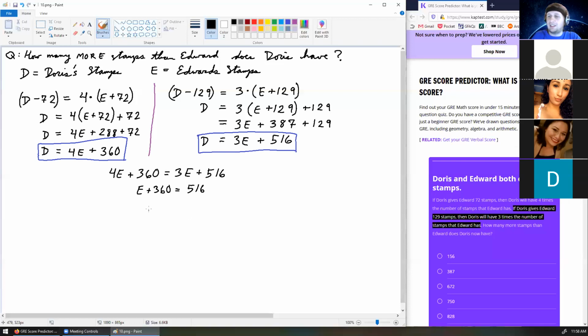Who wants to do the math here? Subtract 360 from both sides. 156. That's what it says. Okay. All right. So we have E now. How do we find D? Plug it into either one of those equations. All right, let's do it. D equals 4 times 156 plus 360. What do we get?